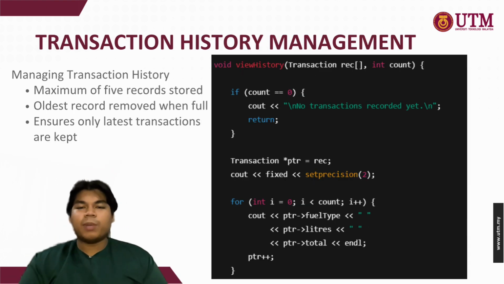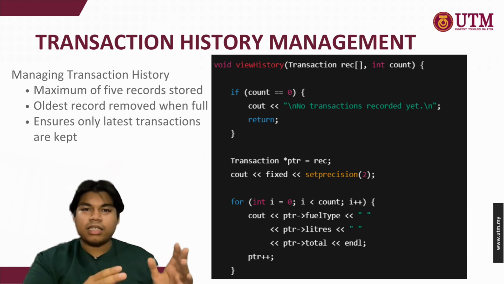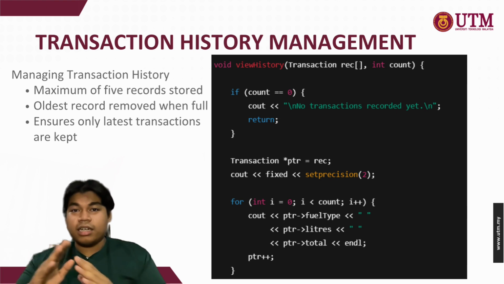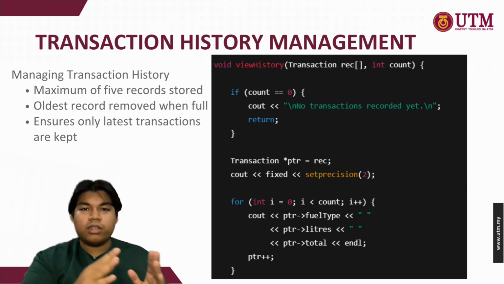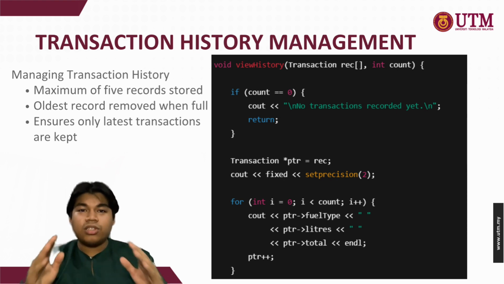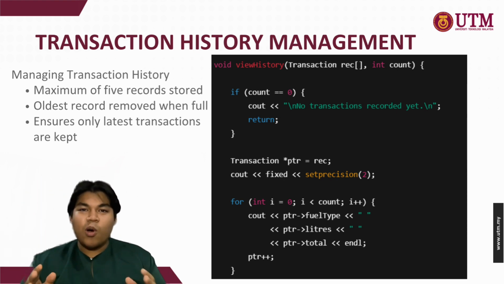From a coding perspective, transaction history is managed by limiting the array size to 5 records. When a new transaction is added and the array is full, the program shifts all the records forward and removes the oldest entry. This ensures that only the 5 most recent transactions are stored and displayed.